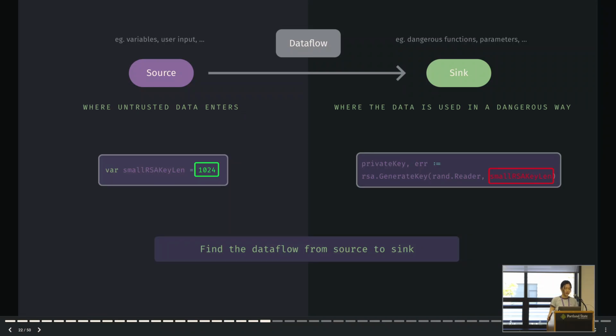Asha is going to talk about taint tracking later, which is a more complex data flow scenario. But in this example, it's pretty straightforward that an integer source flows directly into a function called sink.